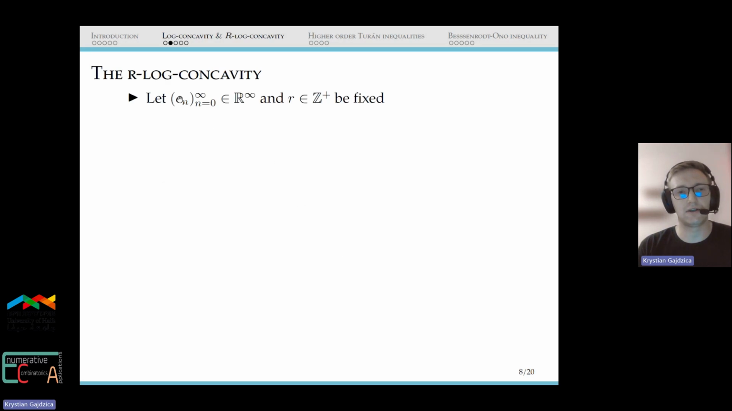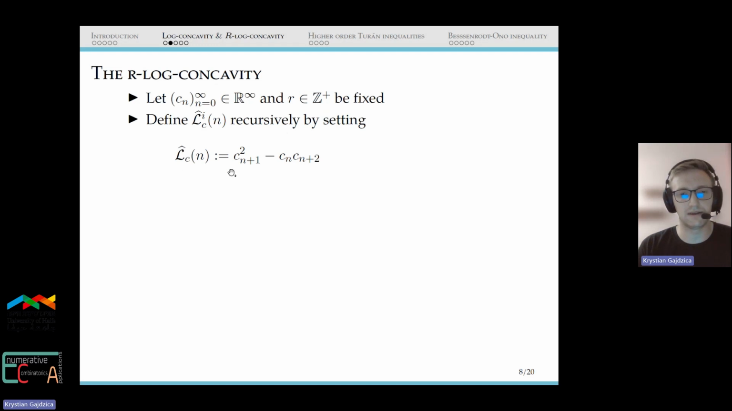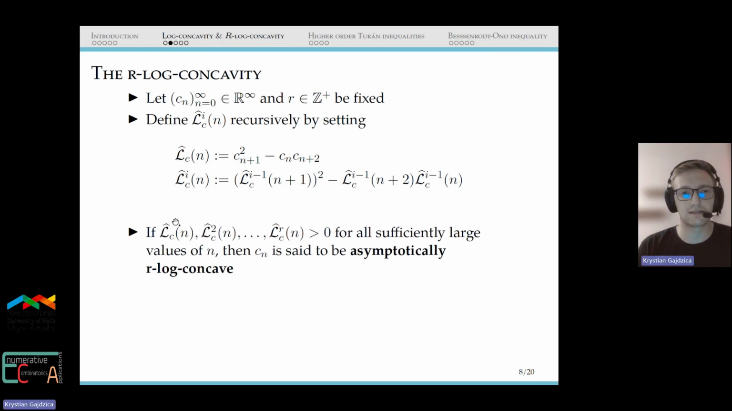So we fix a sequence of real numbers C and assume that there is a positive integer r. And now we define recursively the family of sequences curly L hat i C of n in the following way. The first one is defined in such a way, and we see that it directly corresponds to the log concavity problem. And curly L hat i C of n is given by the following formula. And now we say that the sequence C is asymptotically r-log concave if all of these values, curly L hat 1 C of n and so on up to curly L hat r C of n, are positive for all sufficiently large values of n.